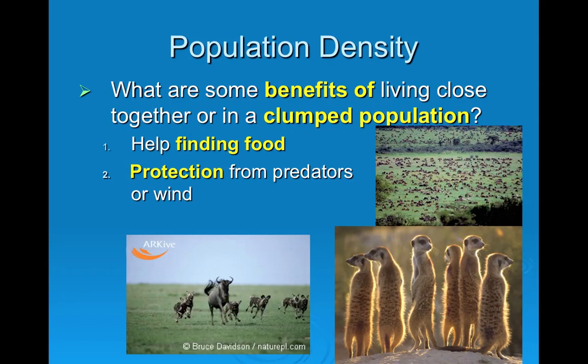Also, you have protection from wind, and deer do this a lot too. They clump up together, and penguins do it a lot also. They clump up together and they stay warm, and only the individuals on the outside are going to be exposed to the wind, while the individuals on the inside are going to stay nice and warm. And what they do is they cycle in and out. So some of them move to the outside, and then the others that were on the outside move to the middle in order to stay warm.